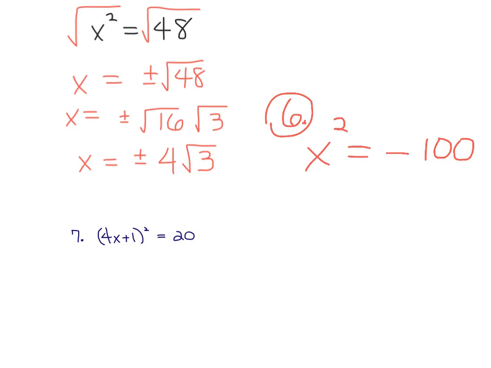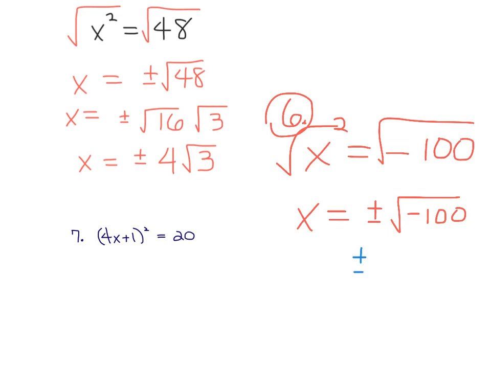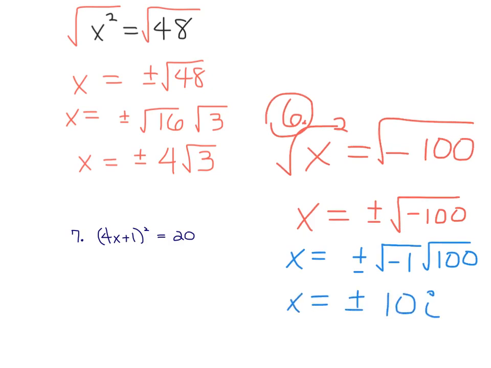So here's my problem. Again, I'm going to square root both sides. And then I get x equals plus and minus the square root of negative 100. I need to break that 100 down. I'm going to make it negative 1. And then I know that 100, it's a perfect square. So out of that, I'm going to get plus and minus 10i, because the square root of negative 1 is i, and the square root of 100 is 10.